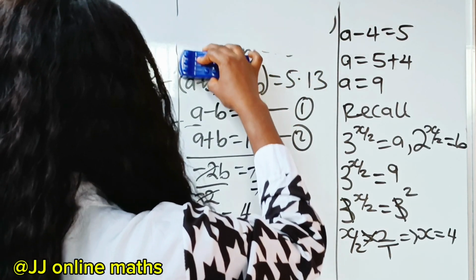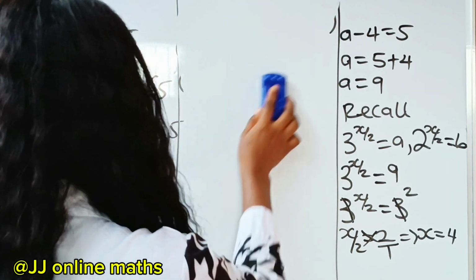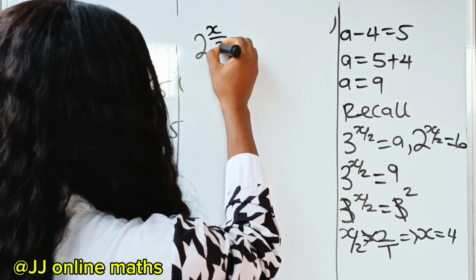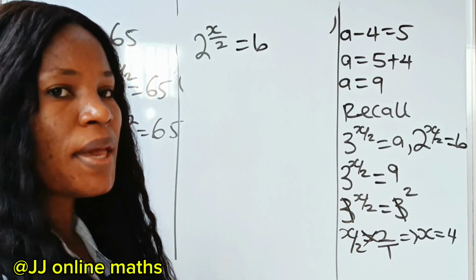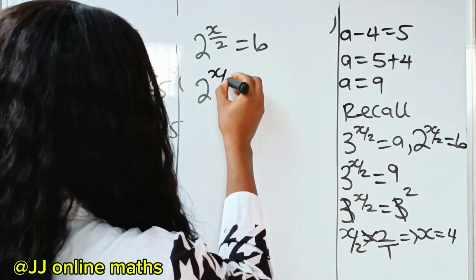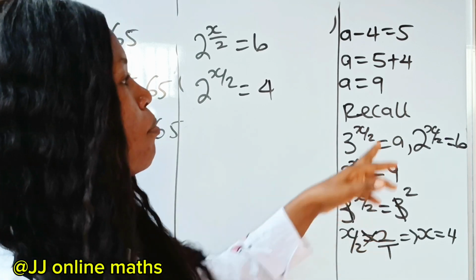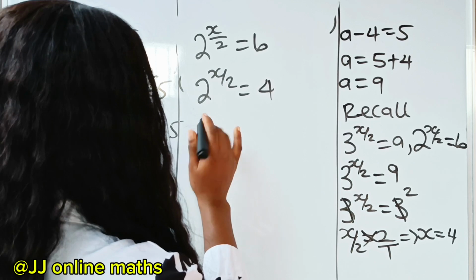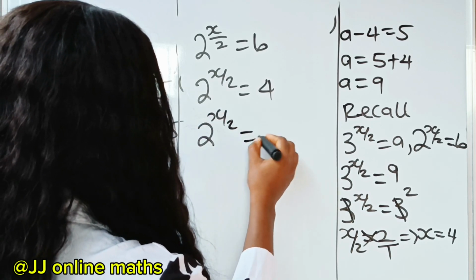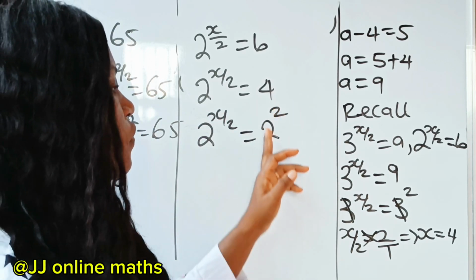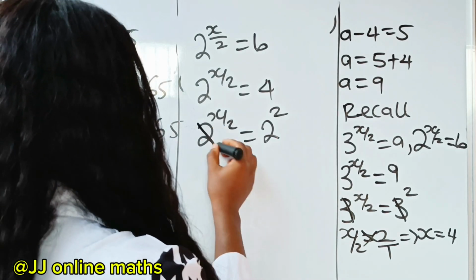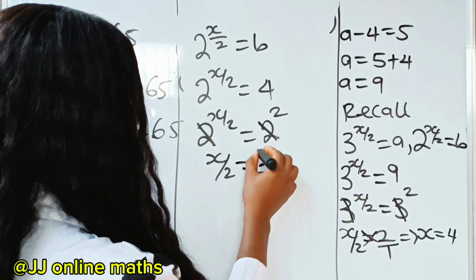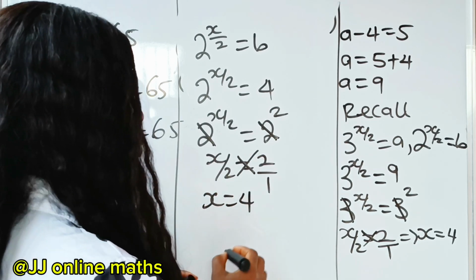Now similarly, let's use our b to get x as well. We said that 2 to the power of x over 2 is equal to b. That means 2 to the power of x over 2 is equal to 4, since we got our b as 4. So 2 to the power of x over 2 is equal to 2 to the power of 2, because 4 is the same thing as 2 to the power of 2. Now we have the same base, we equate the powers. x over 2 is equal to 2. Now we can cross multiply to get that x is equal to 4.